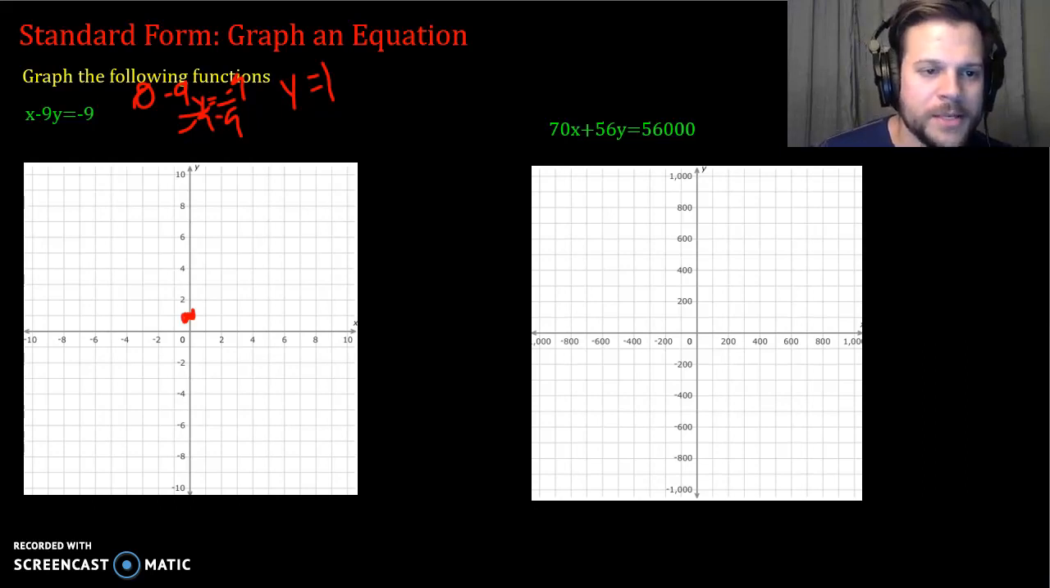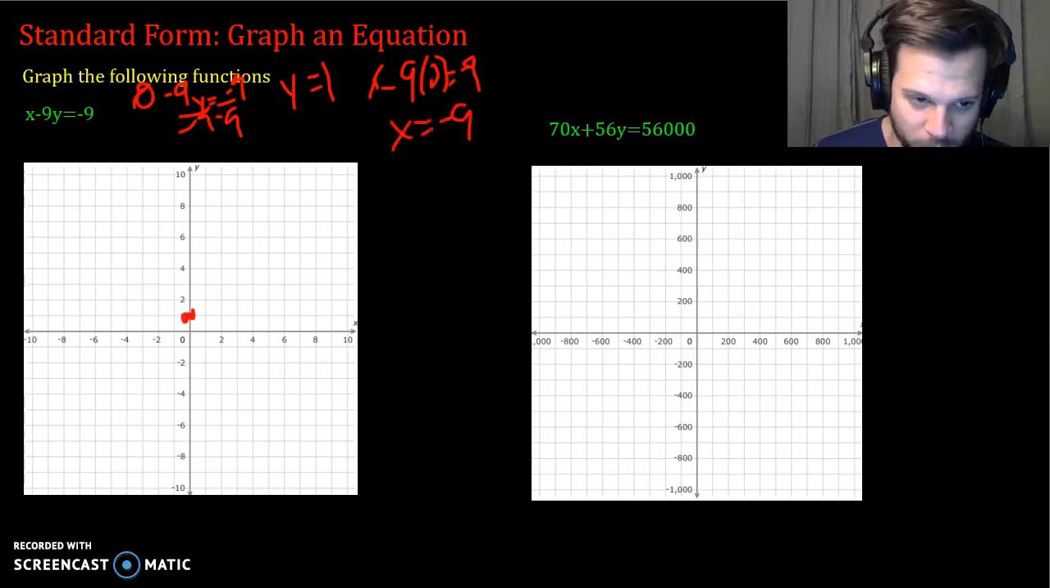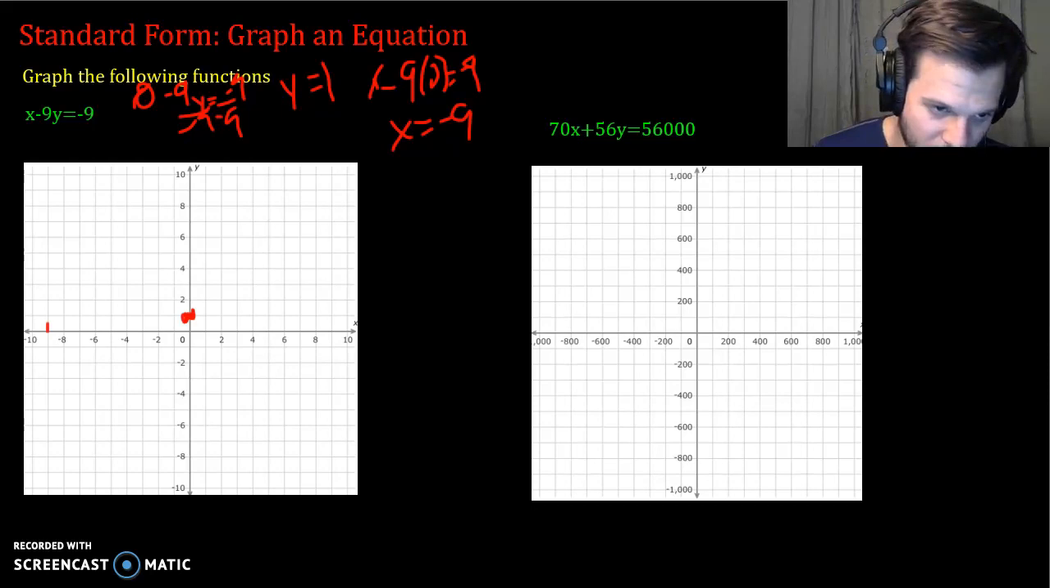Let's do the same thing by setting y equal to 0, so x minus 9 times 0 equals negative 9. X minus 0 is still x, so it's just x equals negative 9. So we're going to go to our x, negative 9. Right there is where it crosses.